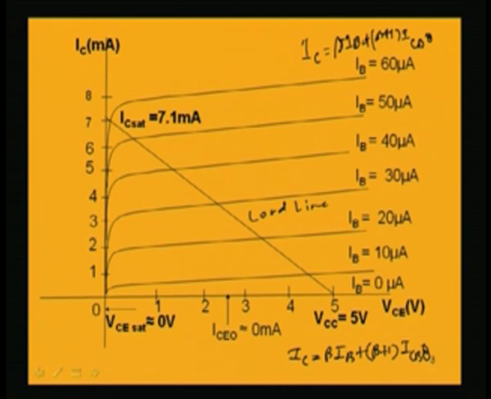But for simplicity, we are assuming that this part is 0 for IB equal to 0. That means, when the base current is 0, the reverse saturation current is very small, so this part is also almost equal to 0. That is why we are writing ICEO equal to 0 milliampere when IB is equal to 0, and that is shown by this axis itself. Now, with this knowledge, let us proceed to see the circuit again.